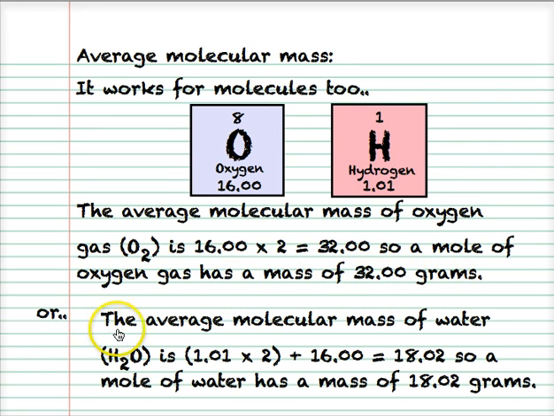Let's have a look at water. Water is H2O, that's 2 hydrogens and 1 oxygen. Do the math, 2 times 1.01 plus 1 times 16 gives us 18.02, so the average molecular mass is 18.02, so the mass of 1 mole of water is 18.02, exactly the same number. This time we write grams. So if I have 18.02 grams of water, I know I have exactly 1 mole of water molecules.